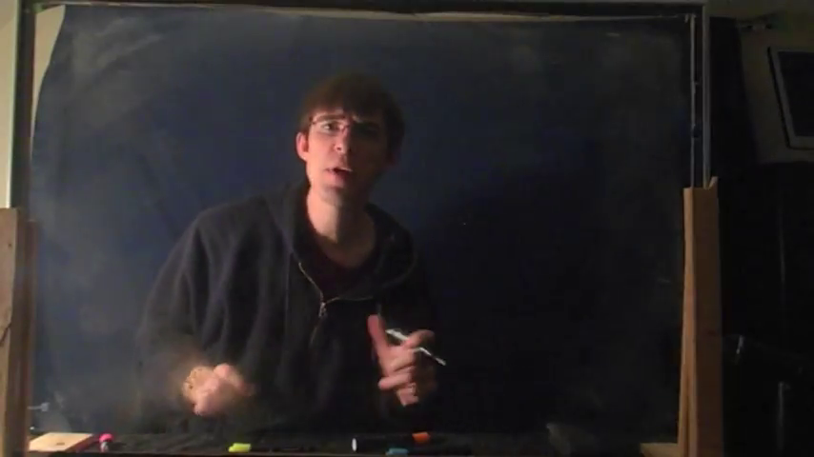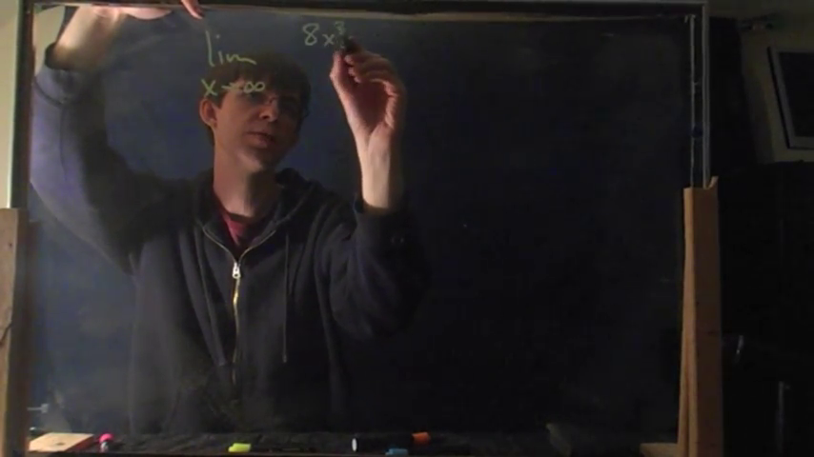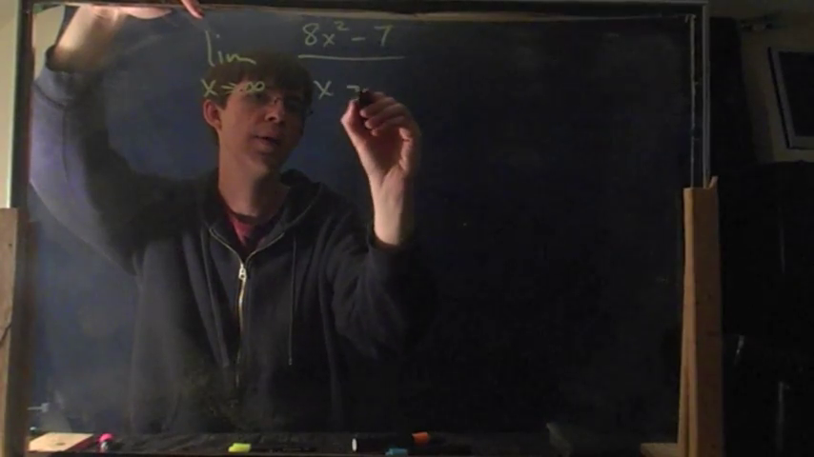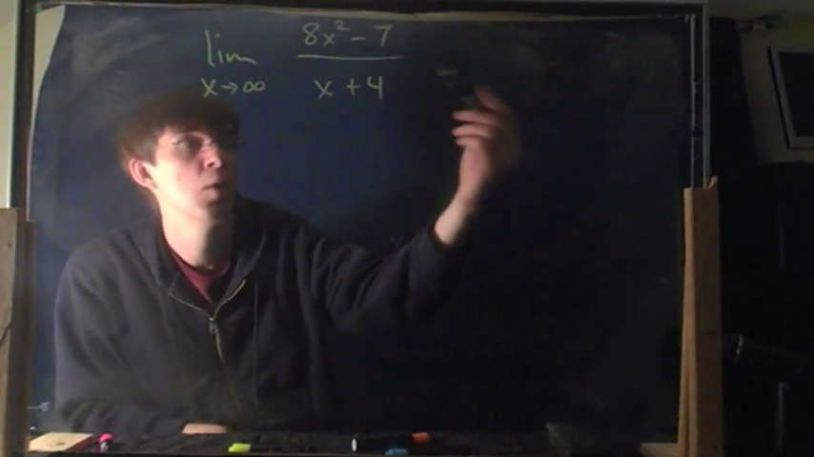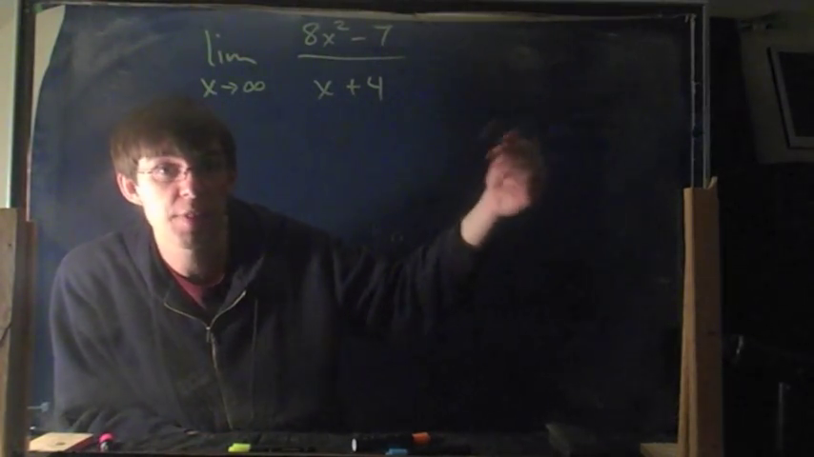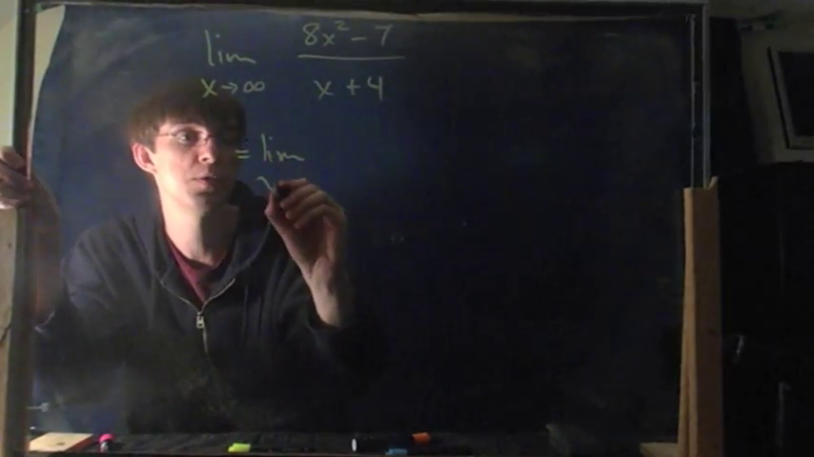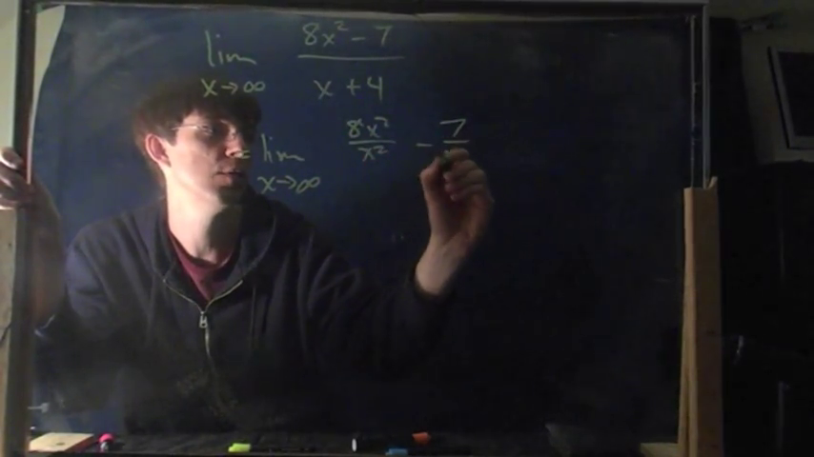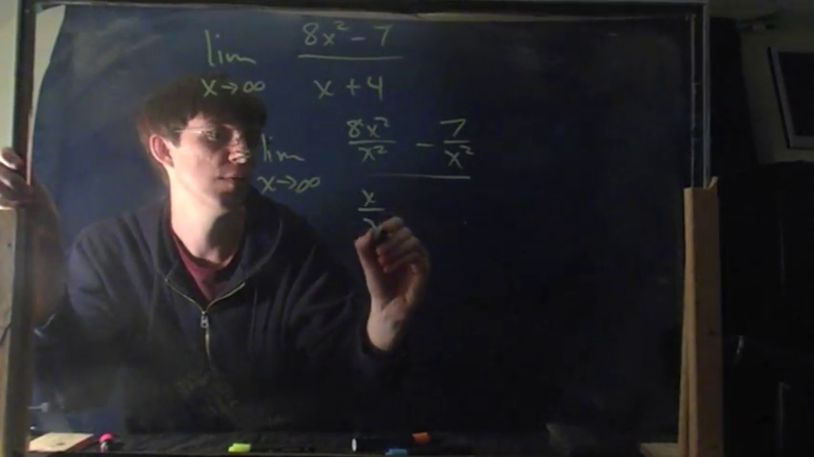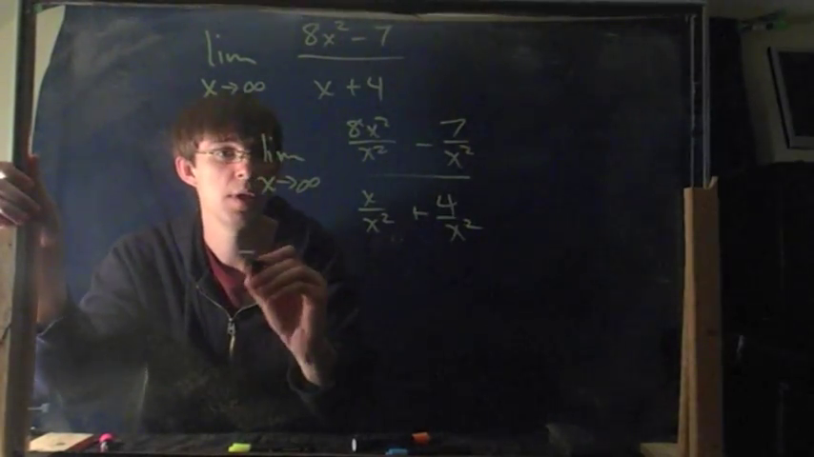Okay, let's try one where the degree of the thing on the top is bigger. How about limit as x goes to infinity of 8x squared minus 7 divided by x plus 4, right? On the top I have a degree 2, on the bottom I have a degree 1. What are you going to do? Well, we're going to do the same trick like we did before. Divide everything out by the highest power of x which you see, which is x squared. So I'm going to change this into 8x squared over x squared minus 7 over x squared, divided by x over x squared plus 4 over x squared. And now what happens? You just look through here and try to simplify.